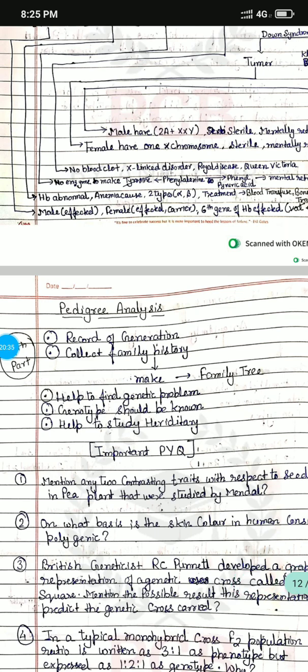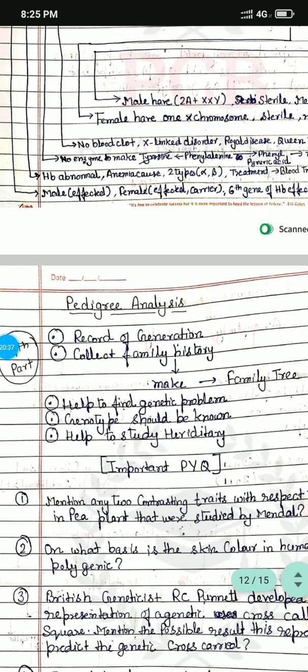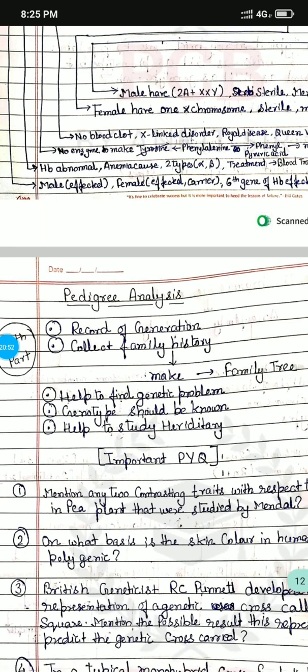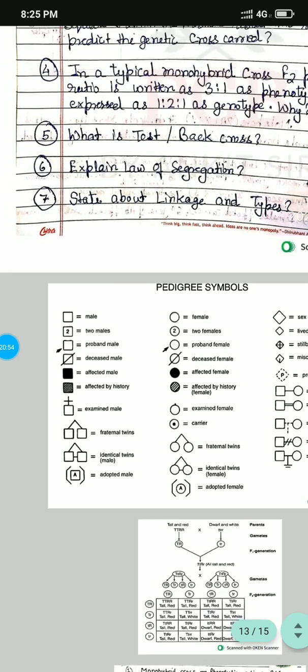Now the next one is pedigree analysis. Actually, pedigree analysis is done because of the record of the generations. It collects the family history and makes a family tree. It is helpful to find out genetic problems. Even the genotype can be known. It is helpful to study heredity. Go for the pedigree analysis chart.